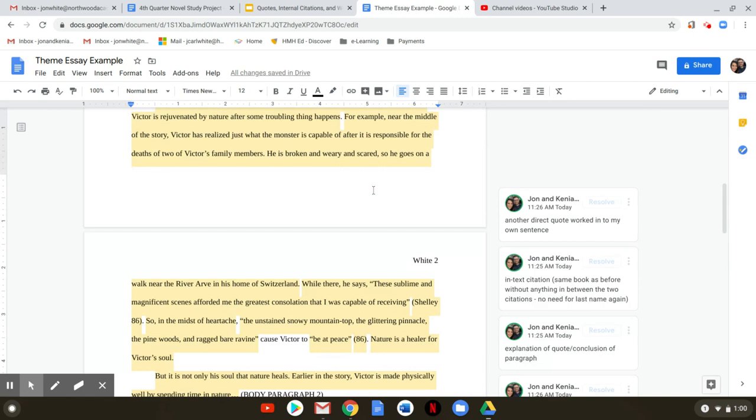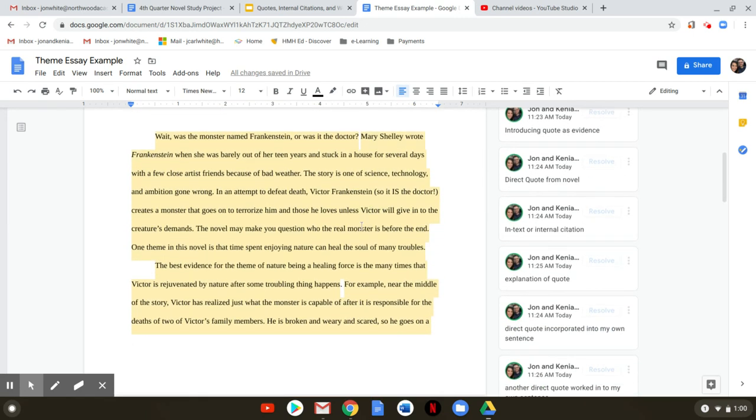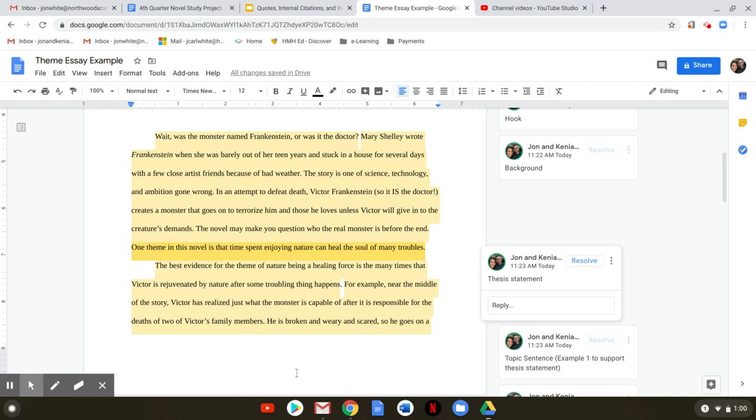If we go back to the top of the essay, the thesis statement said, one theme in this novel is that time spent enjoying nature can heal the soul of many troubles.